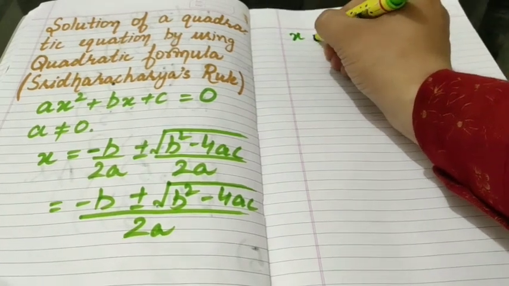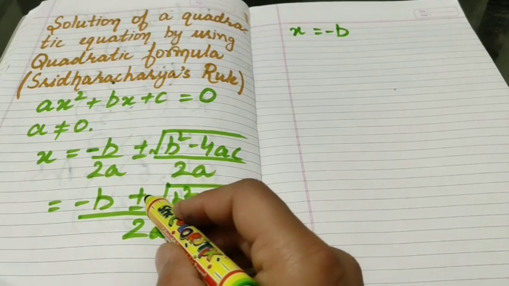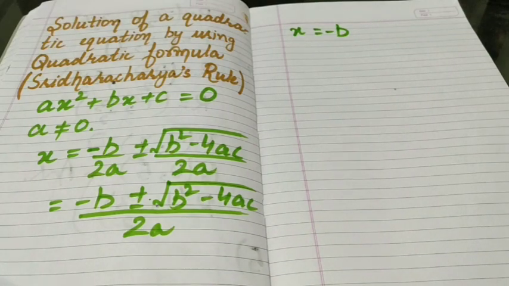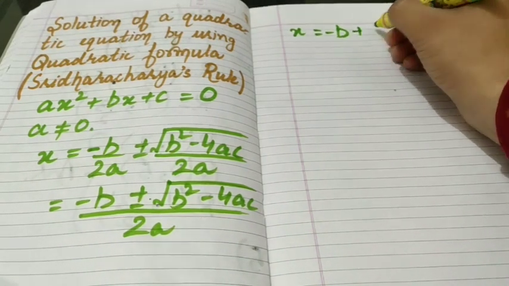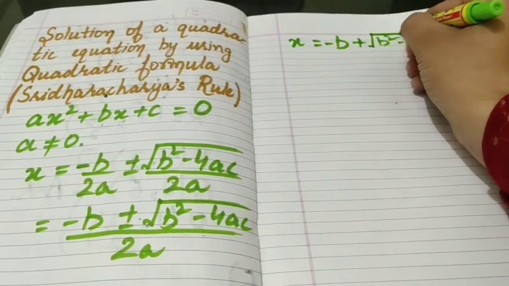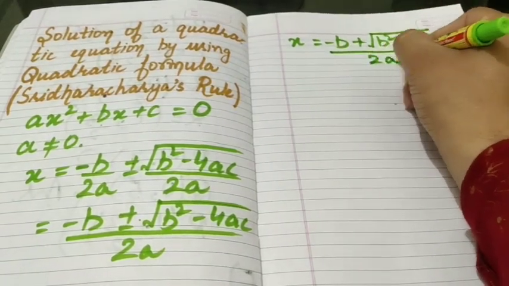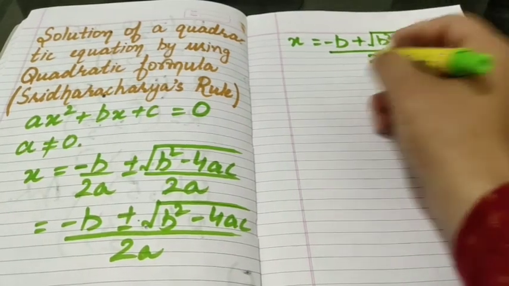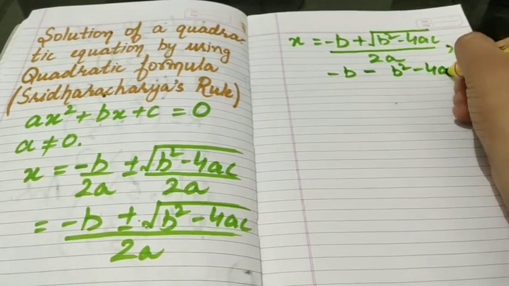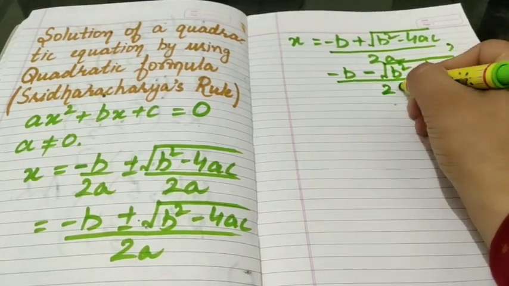So x becomes minus b, and here we have plus minus. Corresponding to plus we will get one value of x, and corresponding to the negative sign we will get one more value of x. So x will become minus b plus the square root of b square minus 4ac whole divided by 2a, and the other value of x will be minus b minus the square root of b square minus 4ac whole divided by 2a.